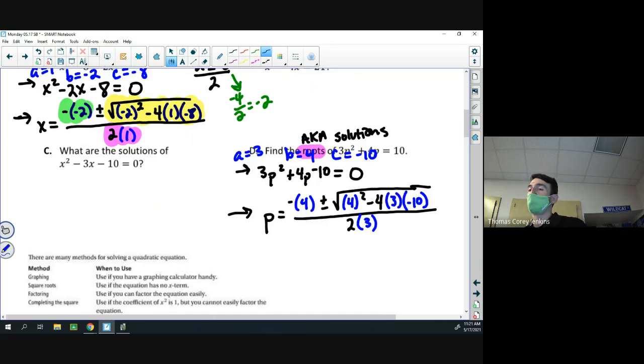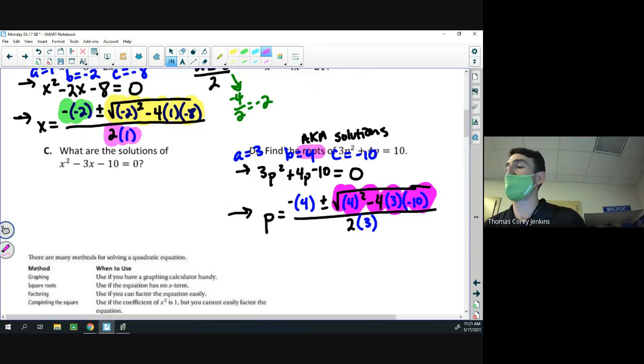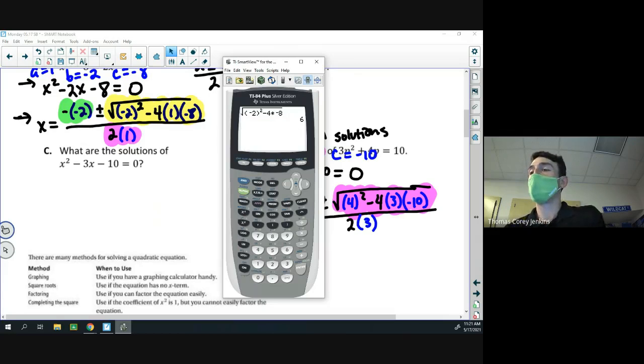I know that the first part's going to be negative 4. The bottom's going to be 6. The hard part is always simplifying this part, right? So practice on your own calculator. I will tell you, you don't get a pretty number here, so don't be discouraged if you don't, okay?